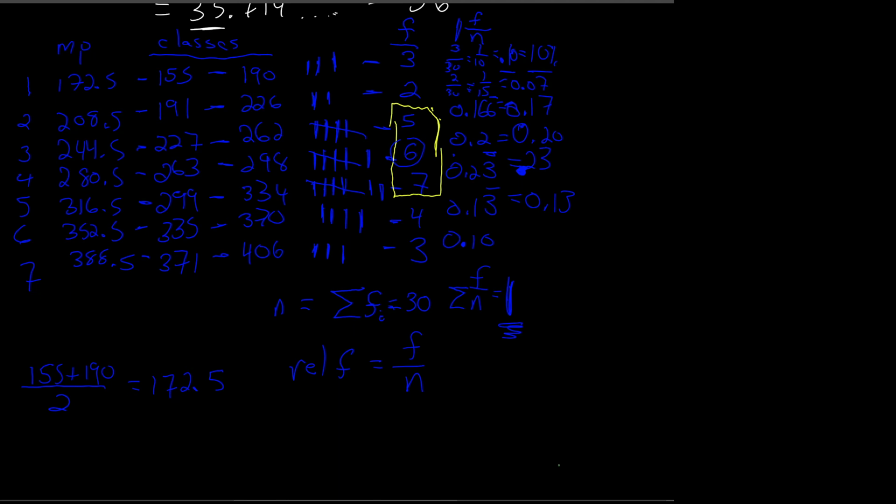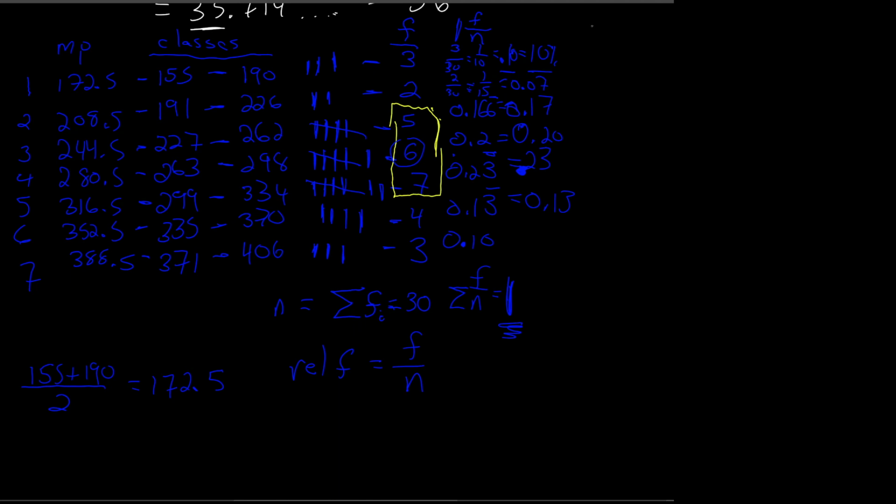Relative frequency is a good way that we can translate from our samples back to our populations. Because if this sample was indicative of the population, then I would expect about 20% of the population would pay in between $263 and $298. And that's how we're going to use this.